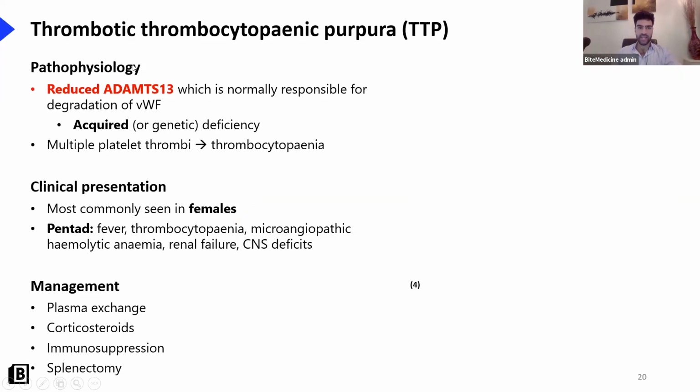The reduction in the enzyme is usually acquired, but it can be genetic. What we mean by acquired is you develop antibodies against the enzyme, but rarely it can be a genetic deficiency of the actual enzyme itself. It's most commonly seen in females, and it presents with this pentad. This is the most important thing to learn about this disease. It presents with a pentad of fever, thrombocytopenia, microangiopathic hemolytic anemia, renal failure, and neurological symptoms.